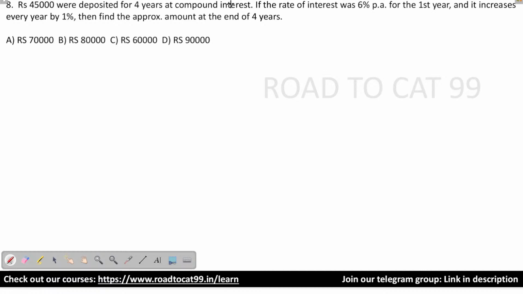Again, the question is of simple interest, compound interest. Please attempt this question on your own first for the first 60 to 90 seconds.